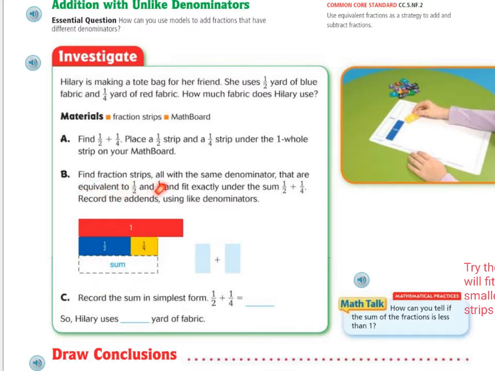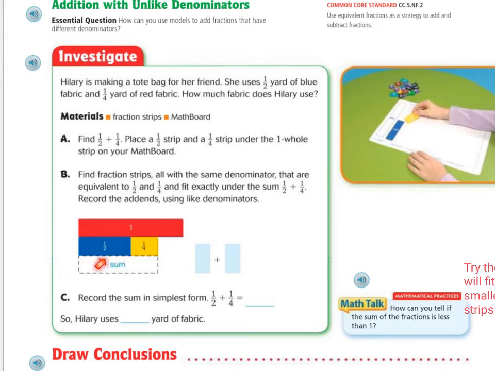So we're going to find the fraction strips with the same denominator that are equivalent to 1/2 and 1/4 that fit exactly under the sum 1/2 plus 1/4. Then we're going to record the addends and use like denominators. So we're going to record the sum in the simplest form. Well, I know that under 1/2 I can fit 2 of the 1/4, and under 1/4 I can fit a 1/4. So the common denominator that I'm going to use is 1/4.